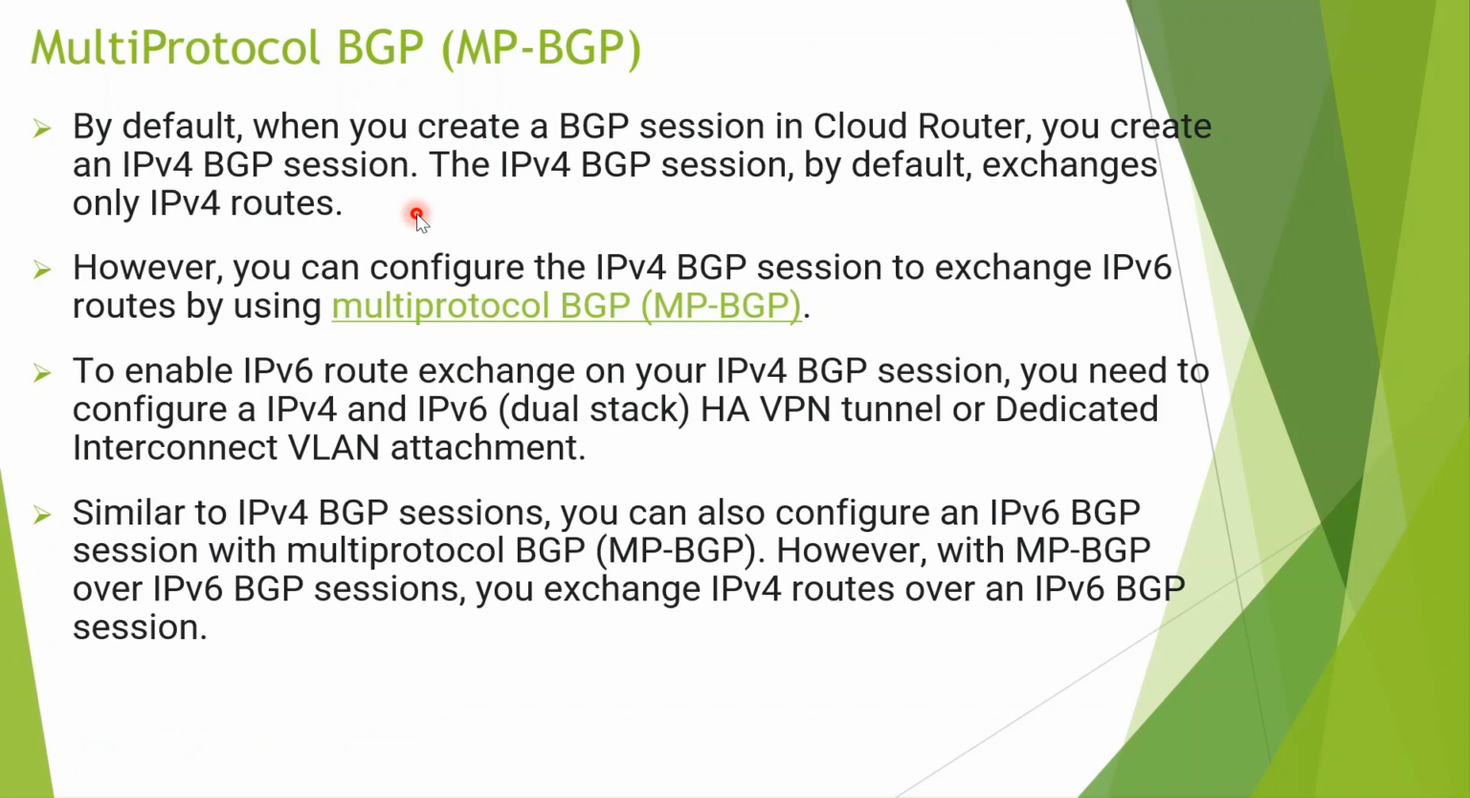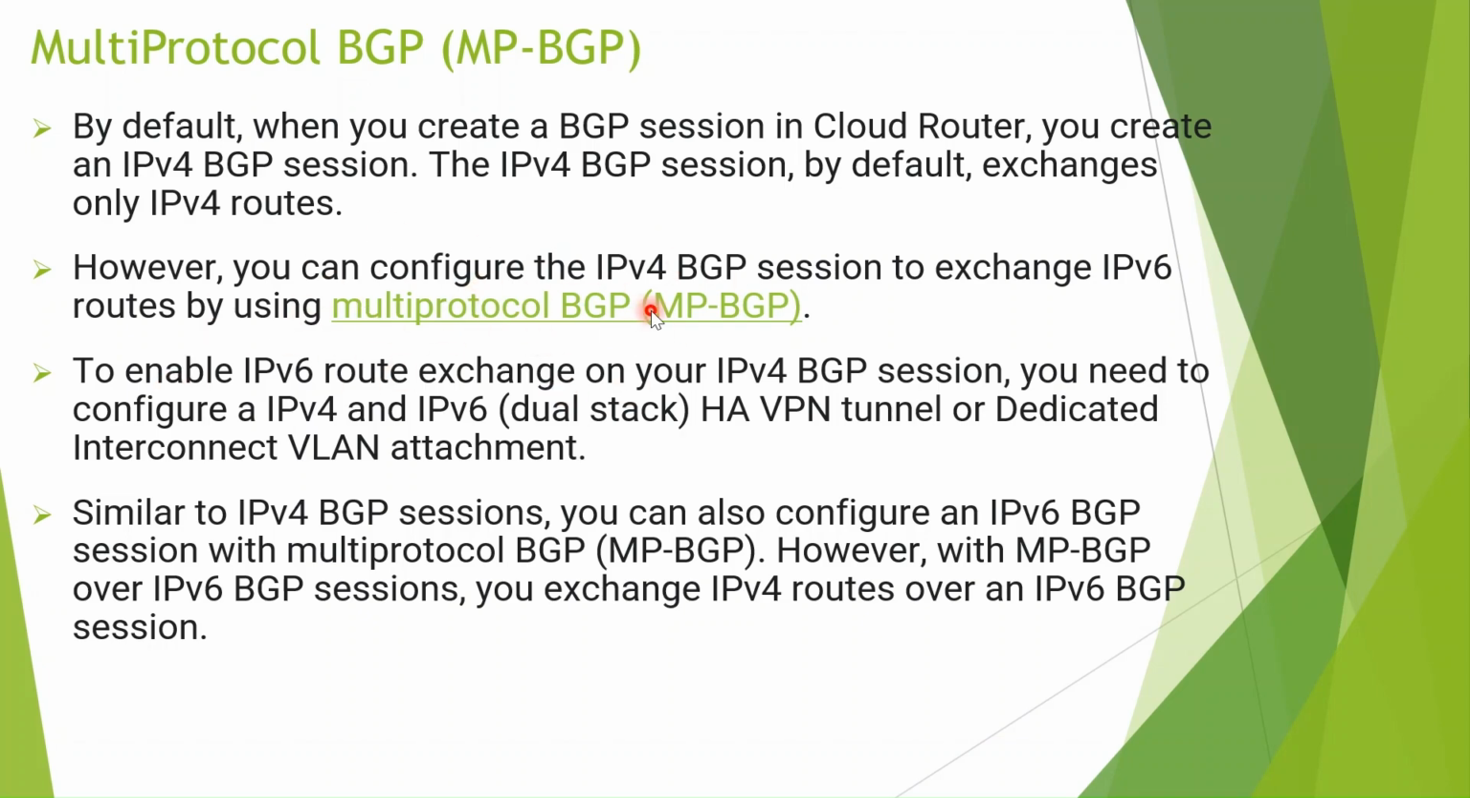In this video, we are going to talk about multi-protocol BGP, which we can use in Cloud Router also, and it is also a part of VPN. So basically, I'm covering Cloud Router with multi-protocol BGP. By default, when we create a BGP session in Cloud Router, it will create an IPv4 BGP session, and the IPv4 BGP session by default exchanges only IPv4 routes. So suppose you want to share IPv6 routes over an IPv4 tunnel. For that we can use multi-protocol BGP.